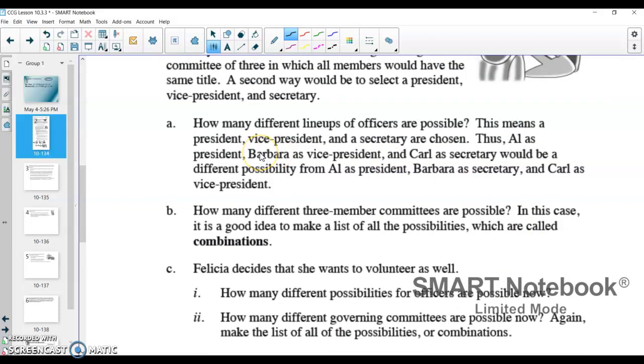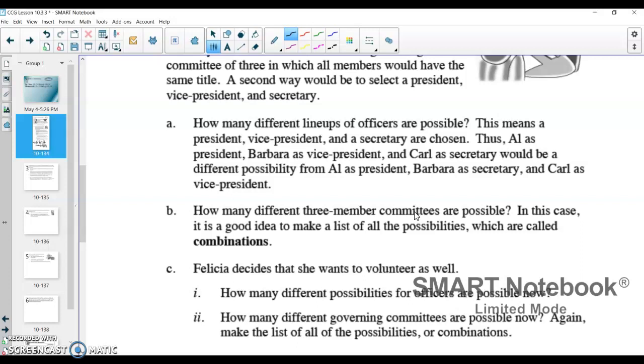Okay? So that's permutation because order matters. Now B here is going to get into this idea of combination. So what it says is how many different 3-member committees are possible. In this case, this is just 3-member committees, no roles. There is no president, vice president, so order doesn't matter anymore.